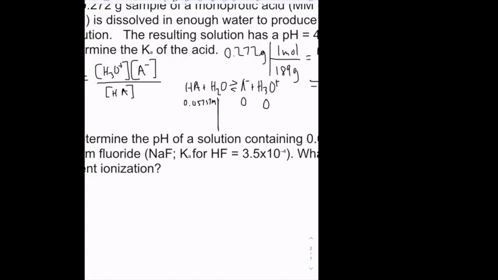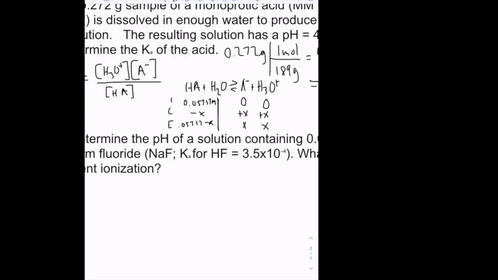Then, as with anything, when you have 0 on one side of an ICE table, this is going to be minus X, this is going to be plus X, and this is going to be plus X. So you end up getting 0.05757 minus X over here, X and X. And obviously right now we need more information to be able to solve because we'd have two unknown variables, X here and the Ka that we're solving for.